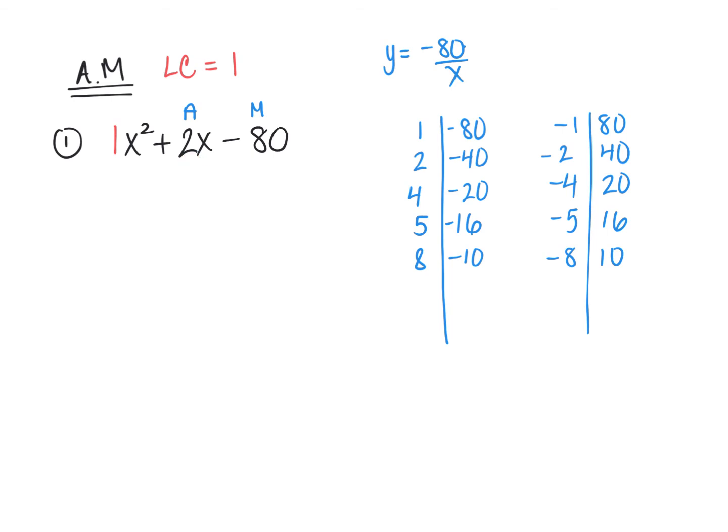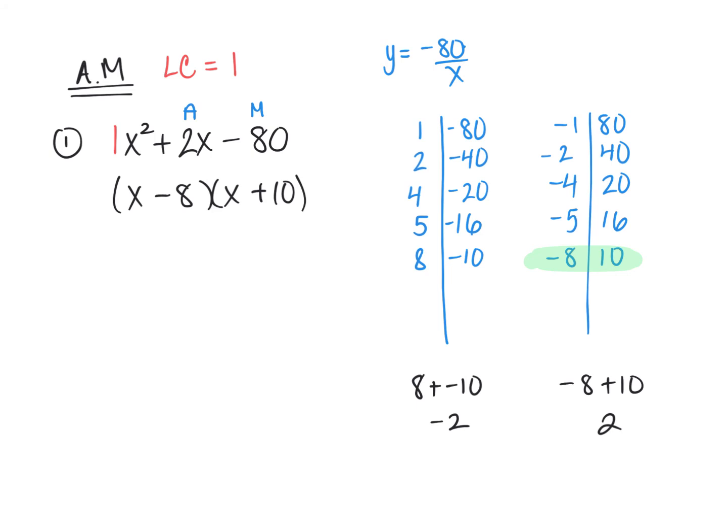So now this is where I'd go back to the calculator and see, okay, what is 8 plus negative 10? If you did that, you'd get negative 2. And then if you did negative 8 plus 10, you'd get a positive 2. So this is actually the pair that you want. And the way AM works so easy is all you have to do is x and x in the first parenthesis, and then minus 8 and plus 10. Where I got those from is this negative 8 and this positive 10. And that's it. This is your final answer. All right, let's try another one.